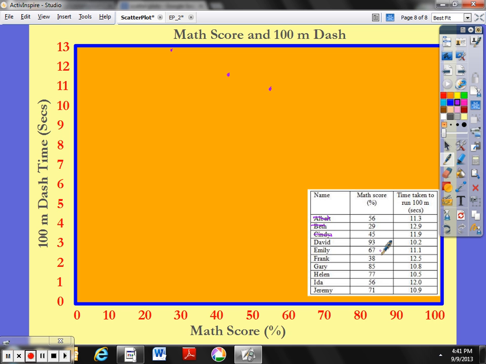We have David, 93 is the math score, and he so far ran the fastest time. 93 and 10.2 seconds, or 10 and 2 tenths of a second. I'm tongue-tied here. 93 and 2 tenths. There we go. We have Emily, 67 and 11.1. 67, 11.1. We have Frank, a 38 and a 12.5. We have Gary, an 85 and a 10 and 8 tenths.